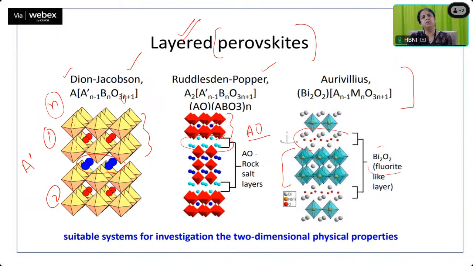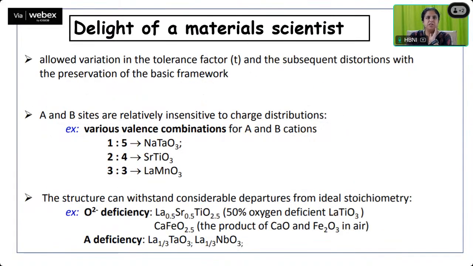Now, why do we study these systems at all? They look complicated. They are not, and they are super interesting because you can see that they have layers in 2 dimensions. So they are a very important and interesting system for investigating 2-dimensional physical properties. Because we cannot go into details of those, we'll just move forward.